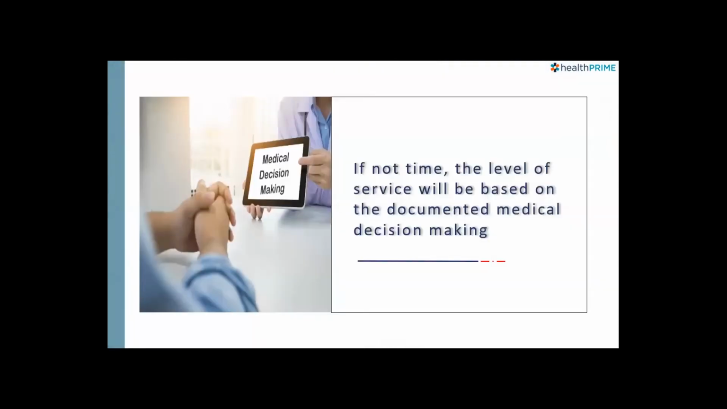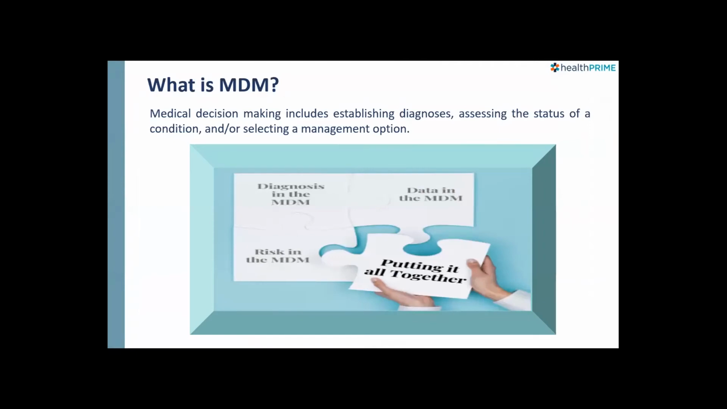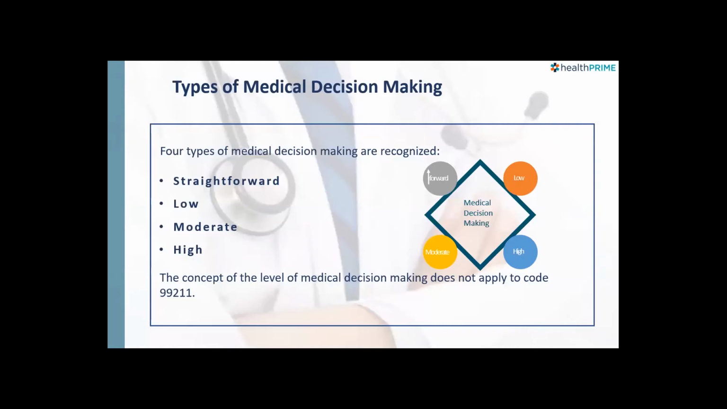So if we are not going to code on the basis of time, then the level of service will be based on the documented medical decision making. So let's see what medical decision making is. Medical decision making includes establishing the diagnosis, assessing the status of the condition, and or selecting a management option. There are altogether 4 types of medical decision making. It's either straightforward, low, moderate, or high. The concept of the level of medical decision making does not apply to code 99211.